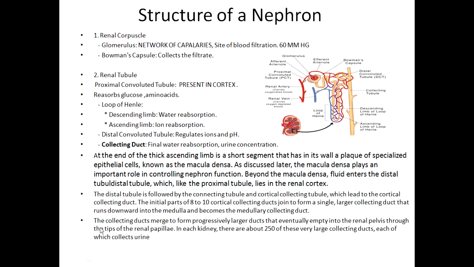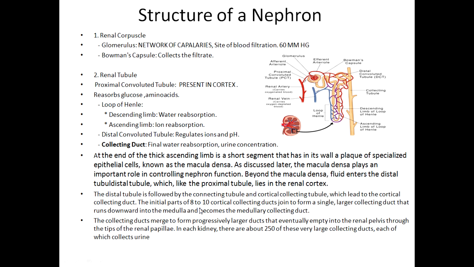The distal tubule is followed by the connecting tubule and cortical collecting tubule, which will lead to the cortical collecting duct. See this distal convoluted tubule, this is all microscopic. The tubule is followed by the connecting tubule, here we can see the connecting tubule, and the cortical connecting tubule leads to the cortical collecting duct.